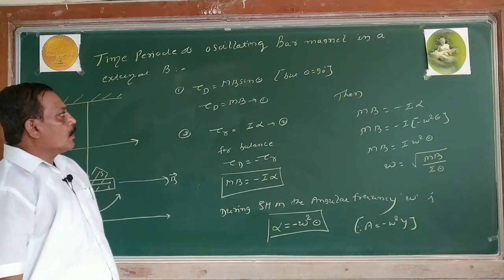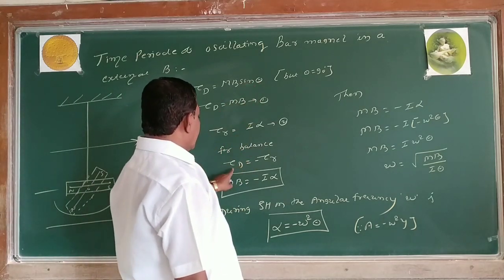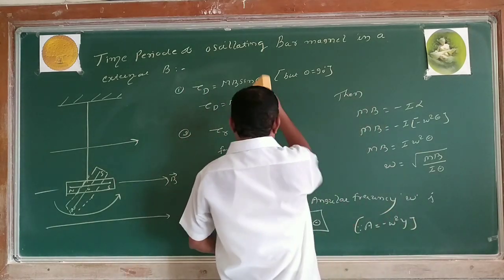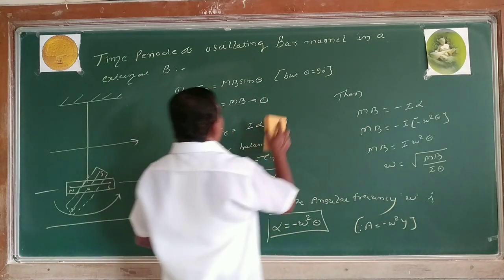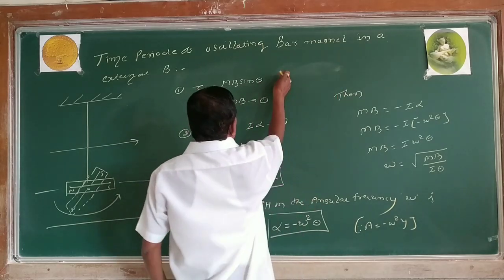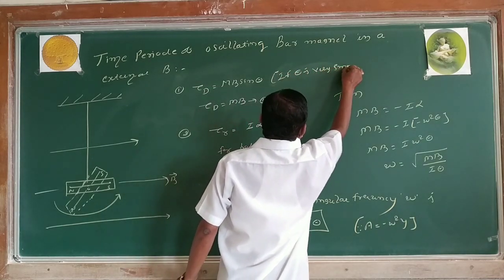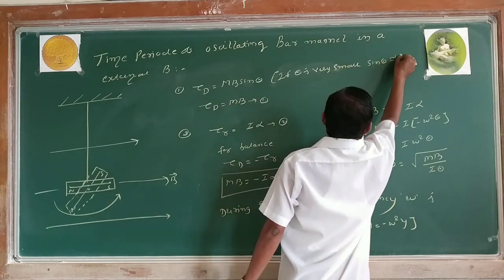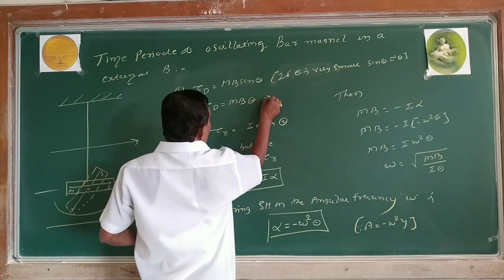Theta is very small, so sin theta is nearly equal to theta. Here I cannot neglect theta, but theta is very small; I don't take 90 degrees. If theta is very small, sin theta is nearly equal to theta. Call this equation number 1.